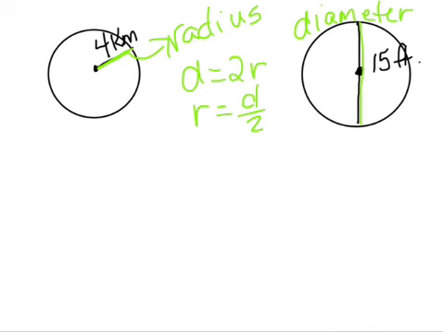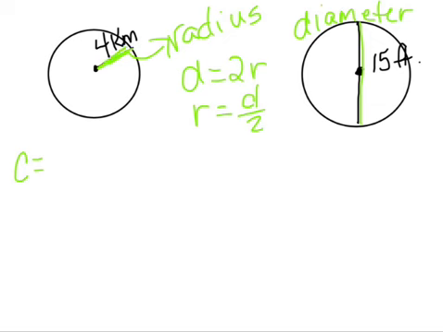Remember, the circumference is like the perimeter. It's the distance around the outside of the circle. If I started walking on one point of the circle and walked all the way back around to that point again, how far would I walk? So I have my circumference, and this one I have a radius, so I'm going to use that formula.